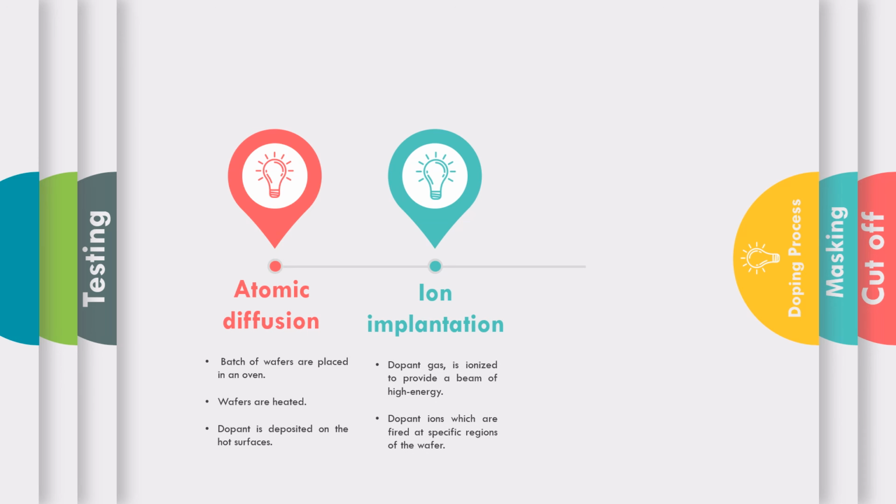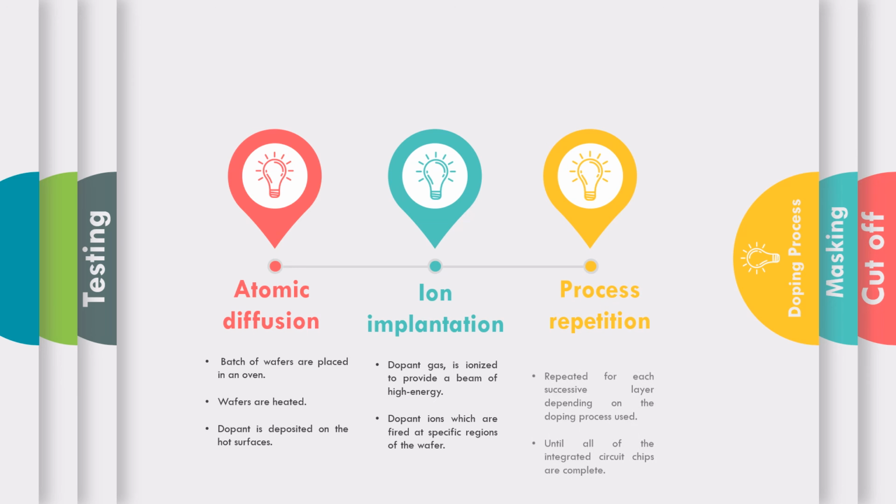In this method, a dopant gas like phosphine or boron trichloride is ionized to provide a beam of high energy dopant ions which are fired at a specific region of the wafer. The process of masking and etching or doping is repeated for each successive layer depending on the doping process used until all the integrated circuit chips are complete.